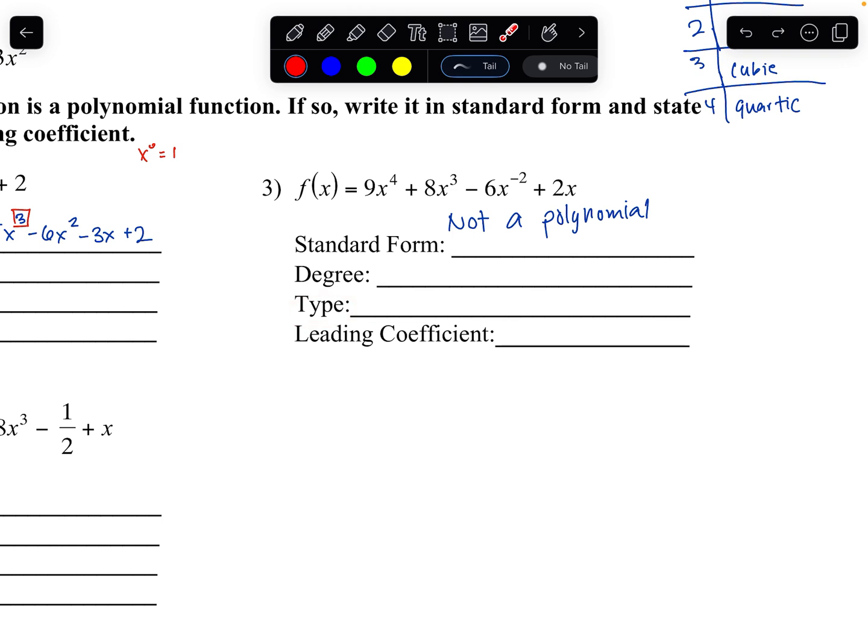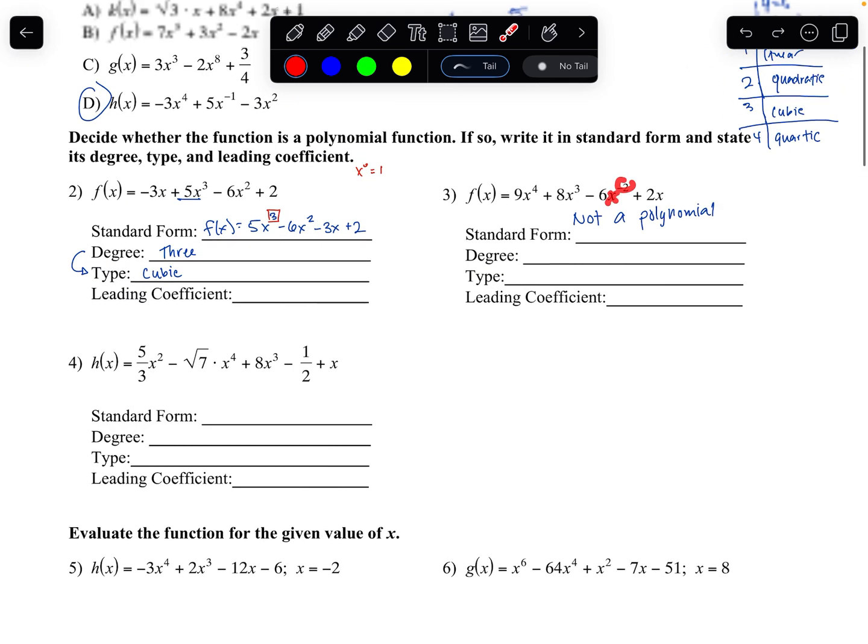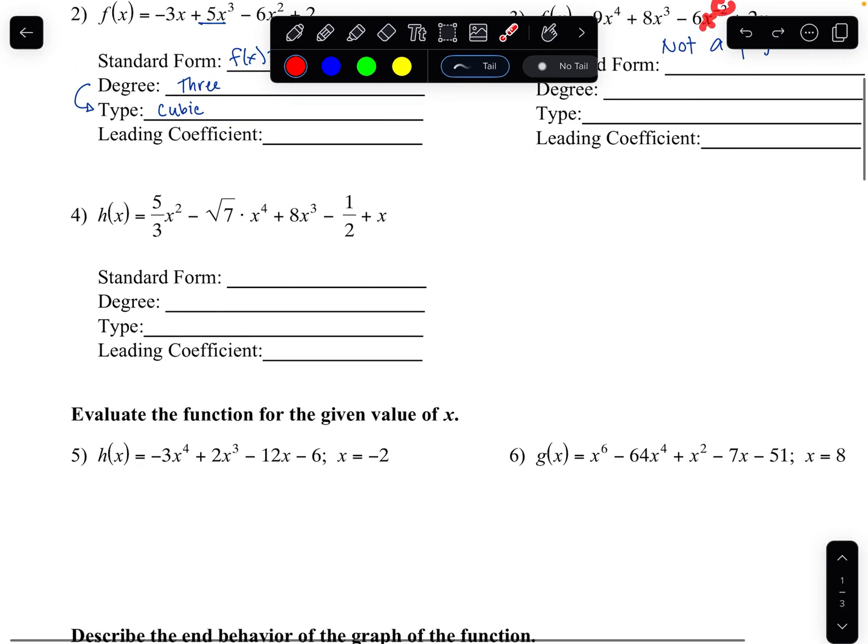If it is not a polynomial, then it doesn't really have a leading coefficient, because maybe it doesn't even have x with a degree to begin with necessarily. Okay, so let's go to 4.